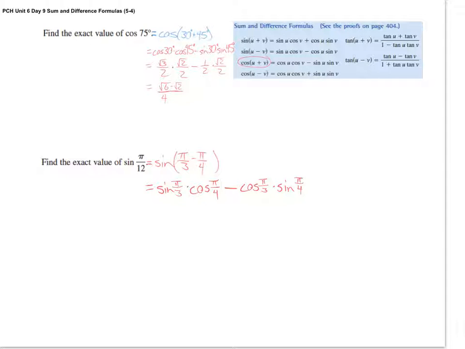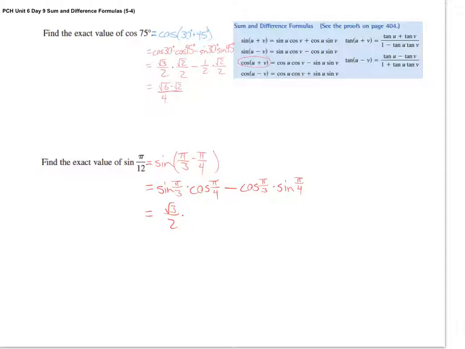At this point, you're just using your unit circle. Okay? So what's our sine of pi over 3? Well, this is already in radians, so it'd be root 3 over 2.